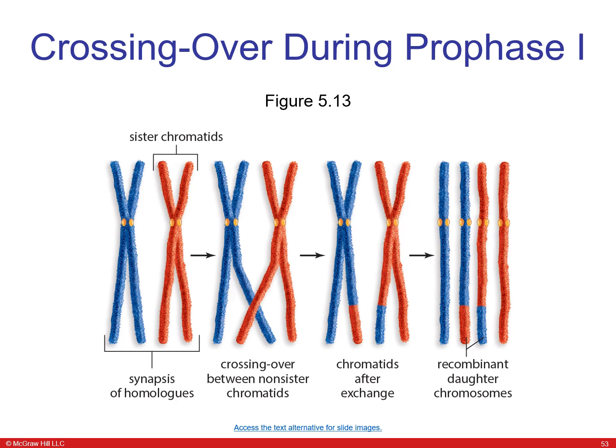And here's a diagram showing the crossing over event, and you can see here that we have recombinant daughter chromosomes, so their genetic material is a little different.